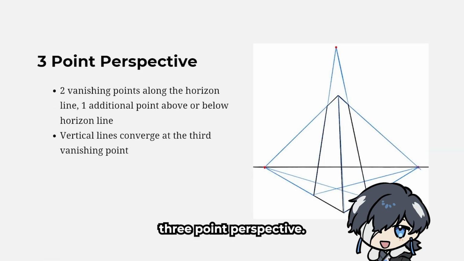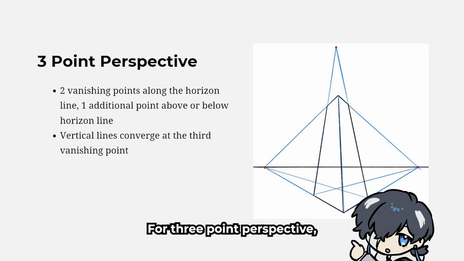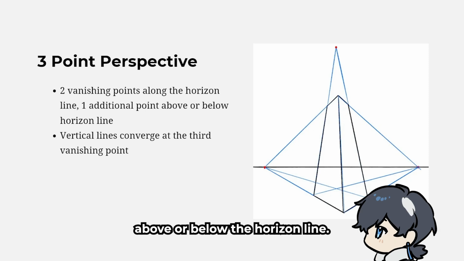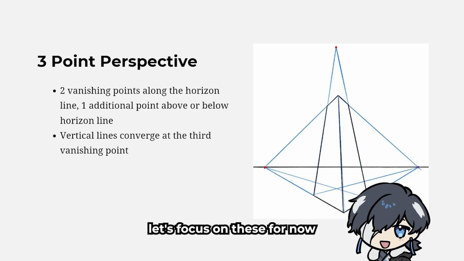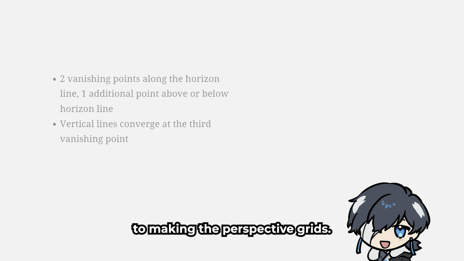And finally, we have three-point perspective. For a three-point perspective, we typically have two vanishing points along the horizon line, and also a third vanishing point either above or below the horizon line. Here, instead of remaining straight and perpendicular to the horizon line, the vertical lines now converge at the third vanishing point. While there is also four-point perspective, to keep it simpler, let's focus on these for now and jump into making the perspective grids.